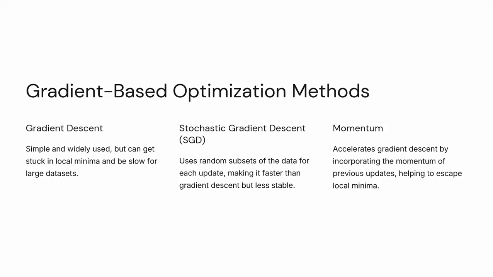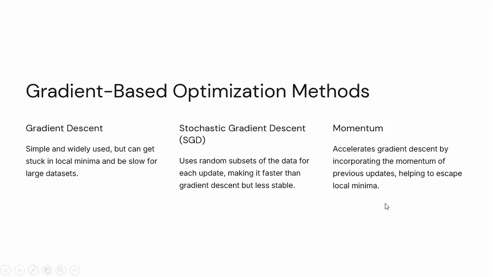To avoid this problem of getting stuck in a local minimum, we consider momentum. Momentum incorporates the previous updates, which helps to escape from local minima. Coming to the stochastic gradient descent method, instead of considering the entire set of data, we consider a random set of data for each update, making it faster when compared to gradient descent. But it's also a less stable technique.